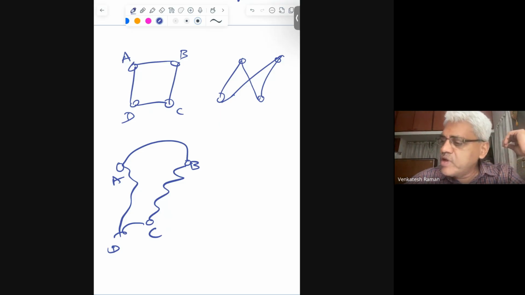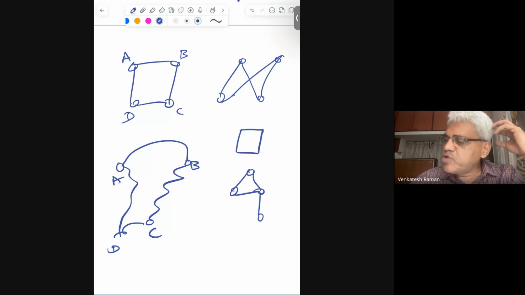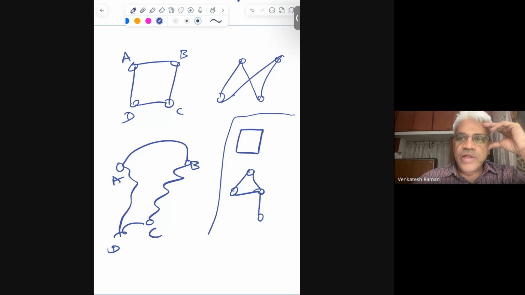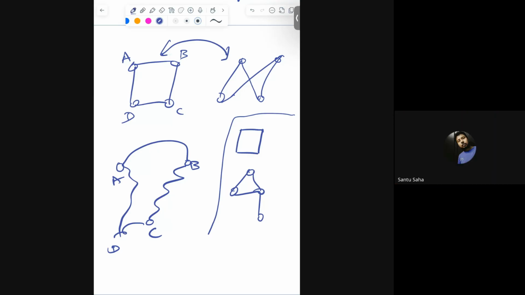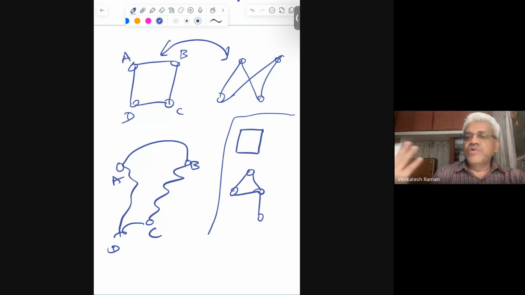So, for example, this graph, these two are not the same. Even though they have four vertices and four edges, these two graphs are not the same, but somehow these two are the same. How do you formally define they are the same? There is some mapping between the two. Exactly. That's what graph isomorphism is.